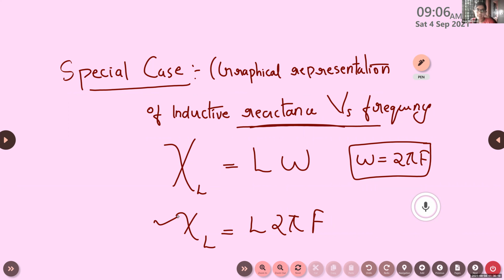How does this chi L behave? Yes, they are directly proportional to each other. In this equation, all the terms are in the same line, so we can say that they are directly proportional to each other. That is, whenever the inductive reactance increases, the frequency offered by the inductor also increases.